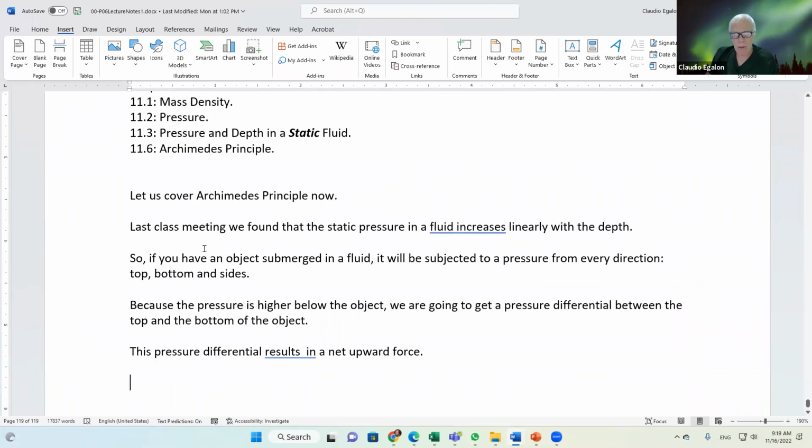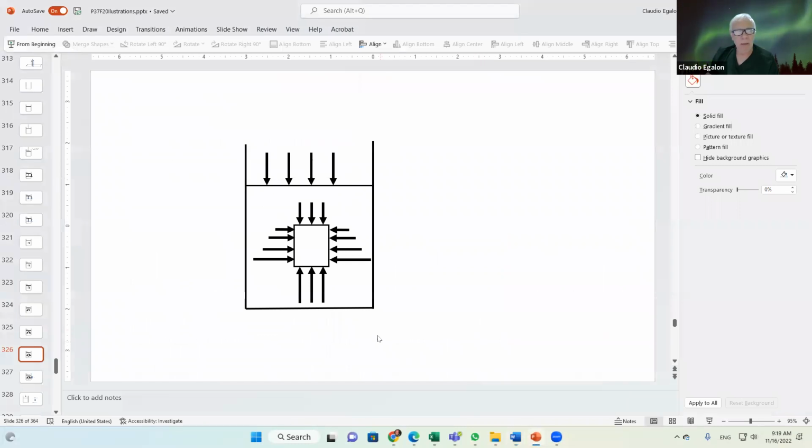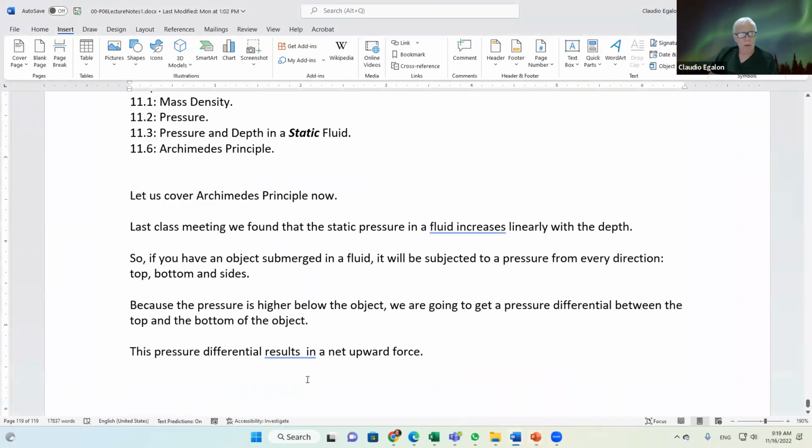Okay, that's the first thing you have to know about Archimedes' principle. Notice that we have more pressure here at the bottom than at the top, right? It means that we are going to have a net pressure that's upwards, which results in a net force due to the pressure of the fluid upwards. This upward force has a name. It's called the buoyant force. That's why I put the B here. This net upward force we call the buoyant force.